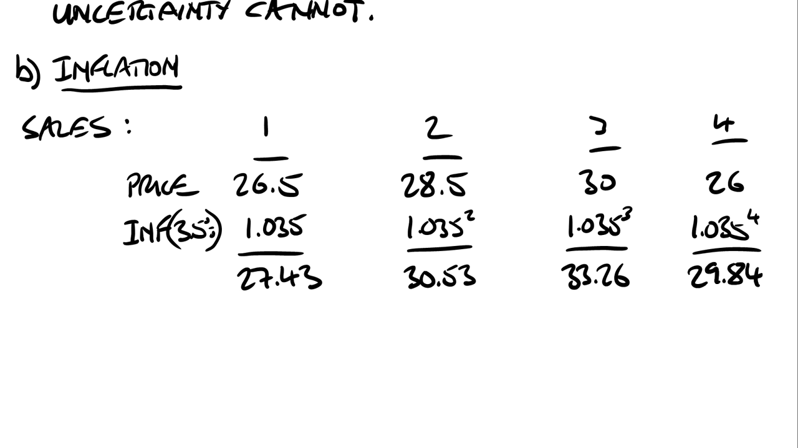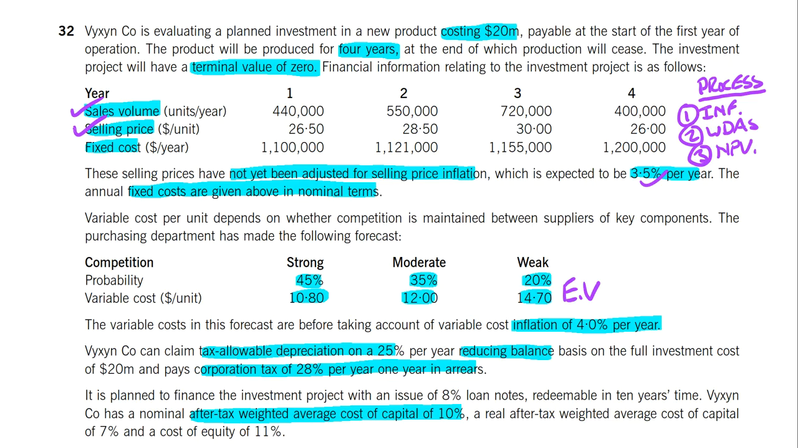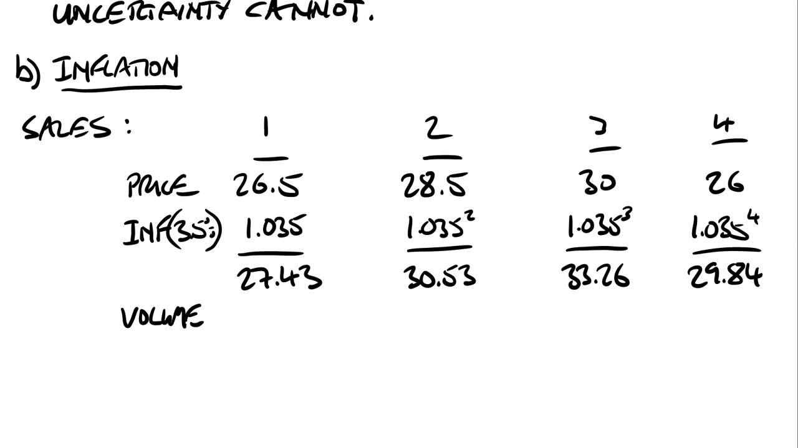Now we need the volume. So I'm going to drop the thousands on this, and we'll use our sales volume from the first line: 440, 550, 720 and 400. So those are the ones I'm going to put in. So we've got 440, we've got 550, 720 and 400.